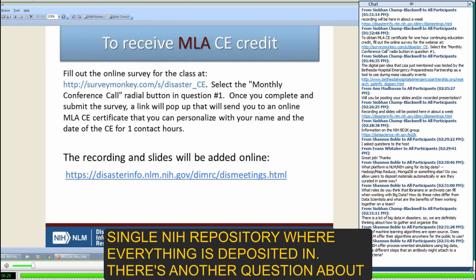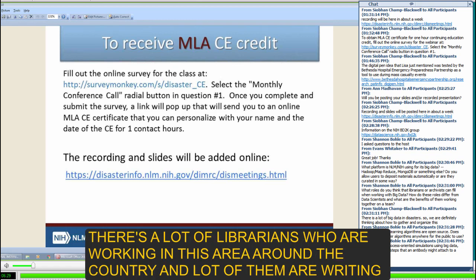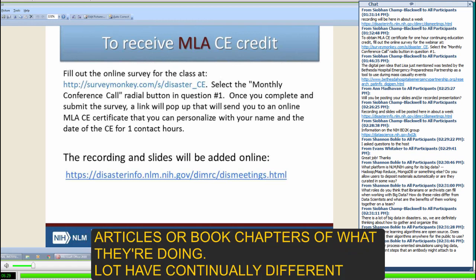I see there's another question about roles for librarians or archivists when working with big data. And I think that there's a lot of potential roles. If you look around the country, there's a lot of librarians who are working in this area, and a lot of them are writing articles or book chapters about what they're doing. And a lot of them have taken really different approaches.